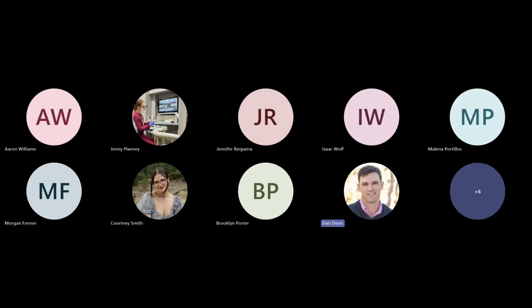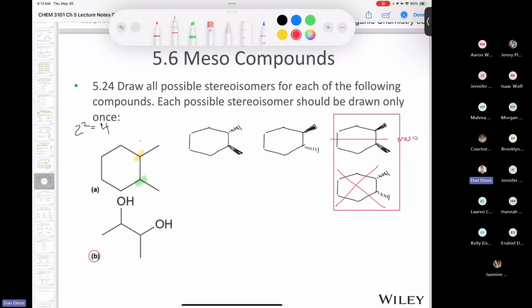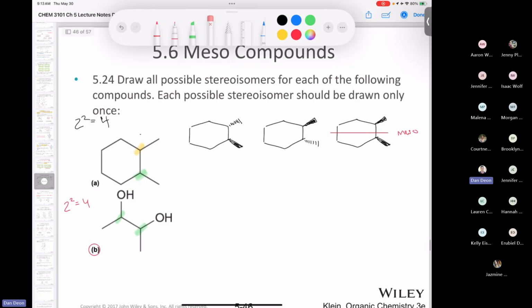Okay, so we left off with question 524b, and we said we're going to draw all the possible stereoisomers. Well, in this compound, we have a total of 2 stereocenters, so the maximum number of stereoisomers that we could have would be 2 to the power of 2, which is 4. So that means we're going to either have 4 or less. I'm going to erase some of the spinach that I put up here before, since we have our meso compound there. All right, so let's start with some wedges and dashes.